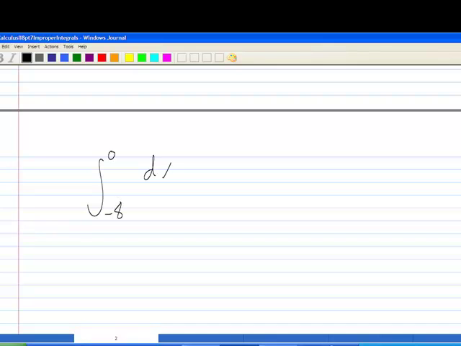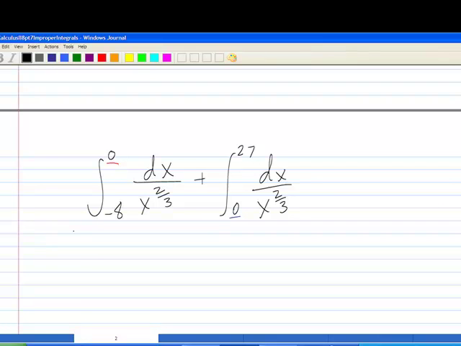We're going to start with the integral from -8 to 0 dx over x to the 2/3, plus the integral from 0 to 27 dx over x to the 2/3. And we're going to look at each one separately. Where's the discontinuity in the first integral? It's the upper bound. In the second integral, the discontinuity is the lower bound.